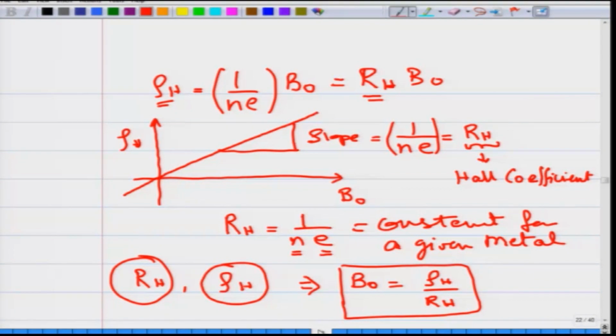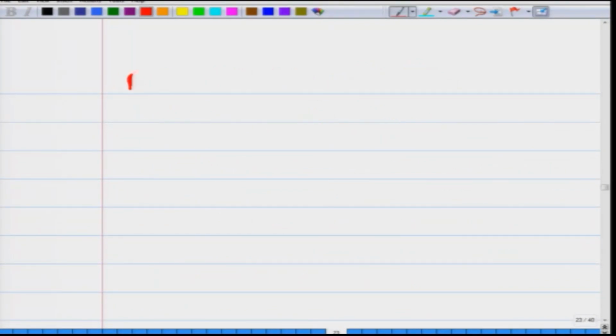Now, Rh that we got is 1 over Ne. E is the charge of the electron, N is the density. So, you know the charge of the electron. Therefore, by measuring Rh you can immediately get an idea of how much is the density of electrons. The density of charge carriers in a material is nothing else but 1 over Rh into E. So, it becomes a very useful tool to also measure the density of electrons in a given metal. How many charge carriers are there per unit cc of the material? That is a very important parameter.